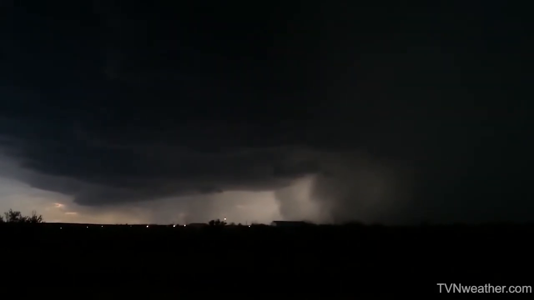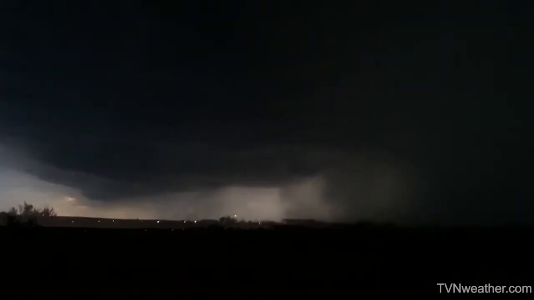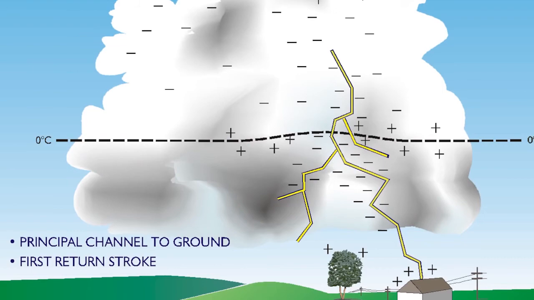This is the most common. 90% of all lightning is cloud-to-ground lightning. Most lightning strokes are negative strokes, meaning that they have a large concentration of negative charge in the cloud base and a concentration of positive charge on the ground.